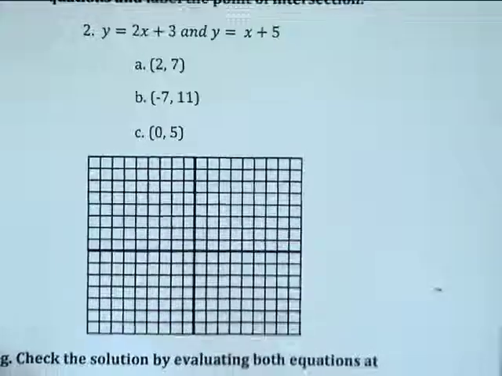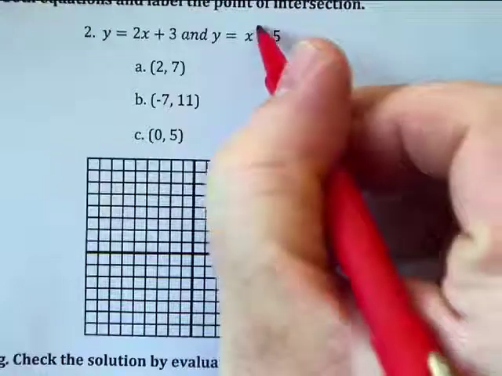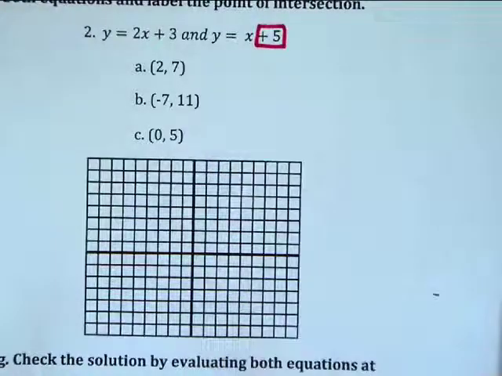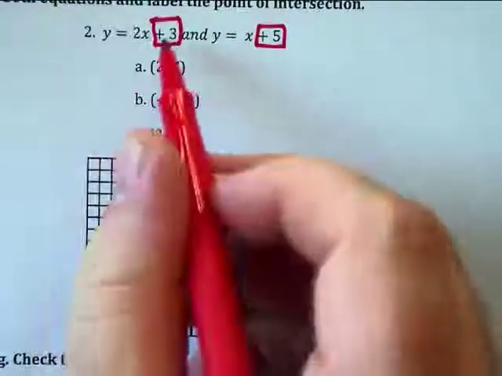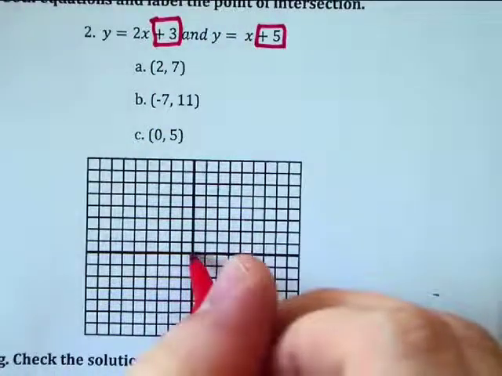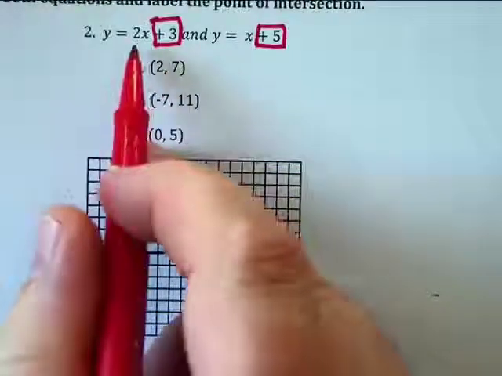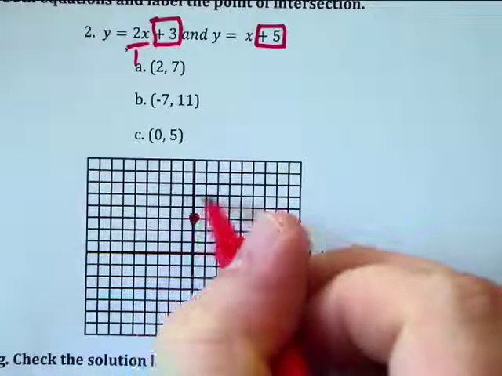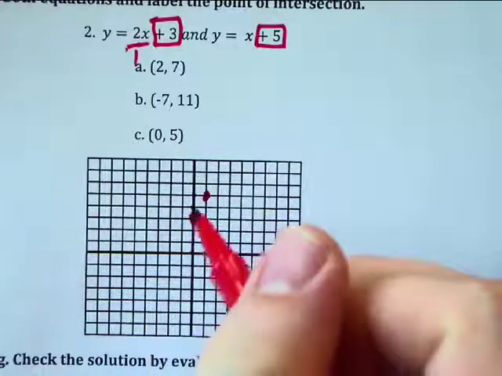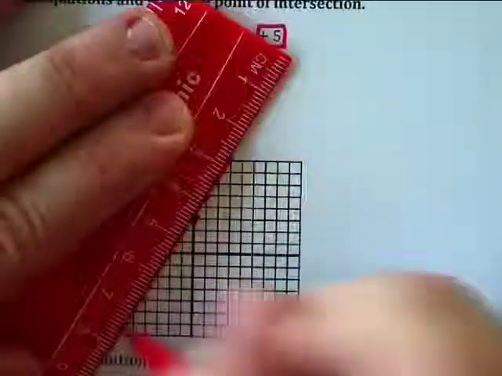Now number 2, let's go backwards. Let's try it the other way first. Let's graph first. Our first line and second line both have y-intercepts. So this one, we're going to graph at +3, 1, 2, 3, put a point, and then the rise over run is up 2 over 1. So 1, 2 over 1. And we have our first line right there.